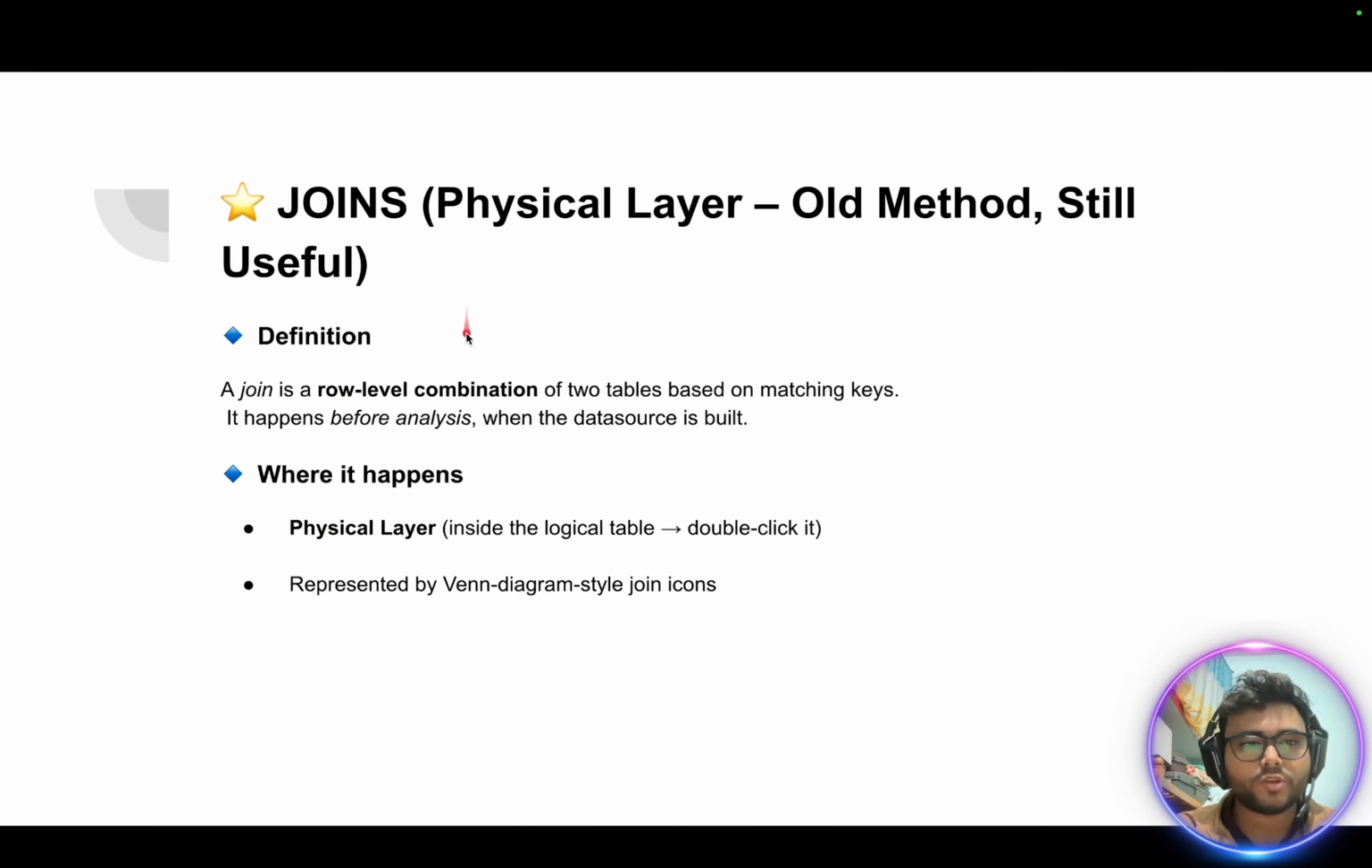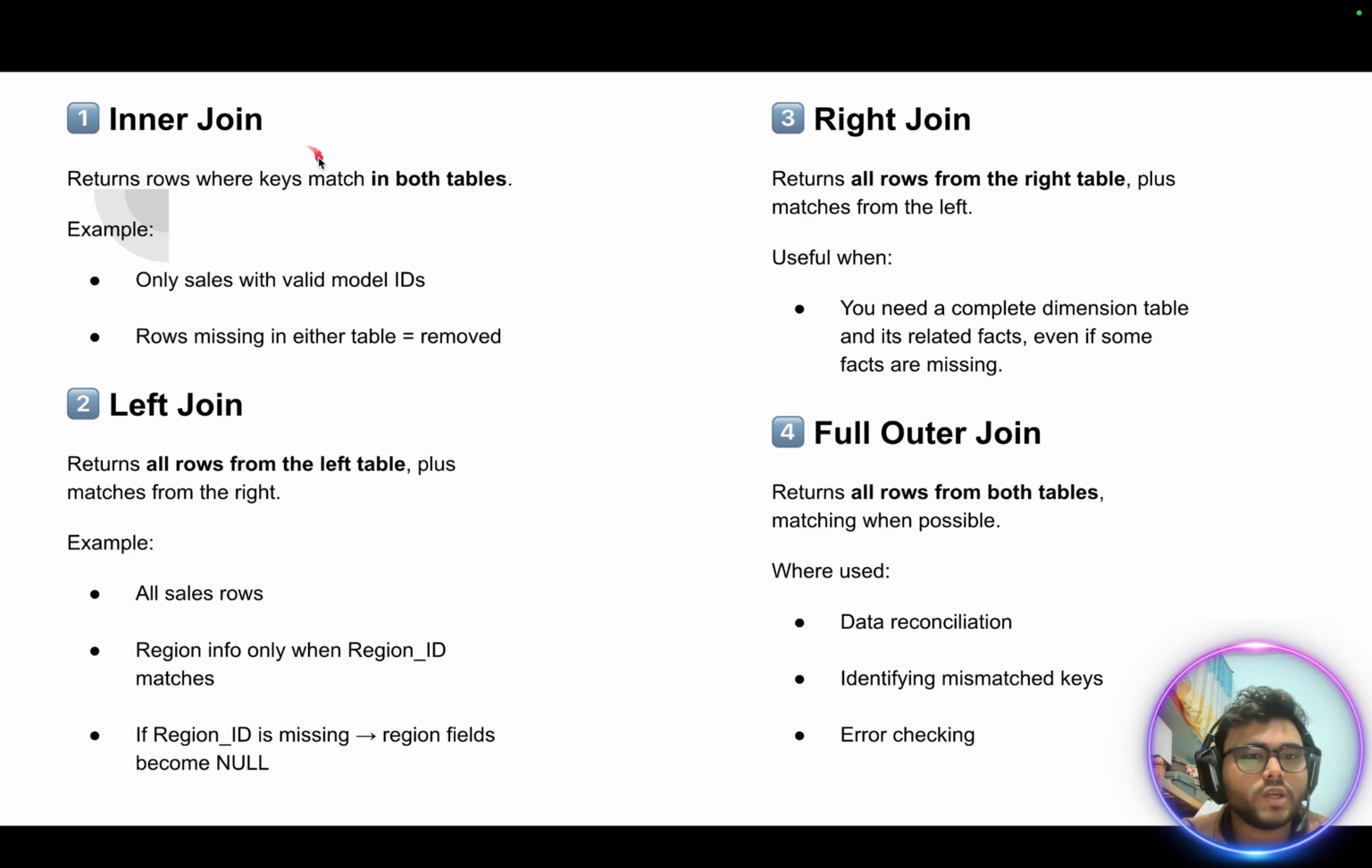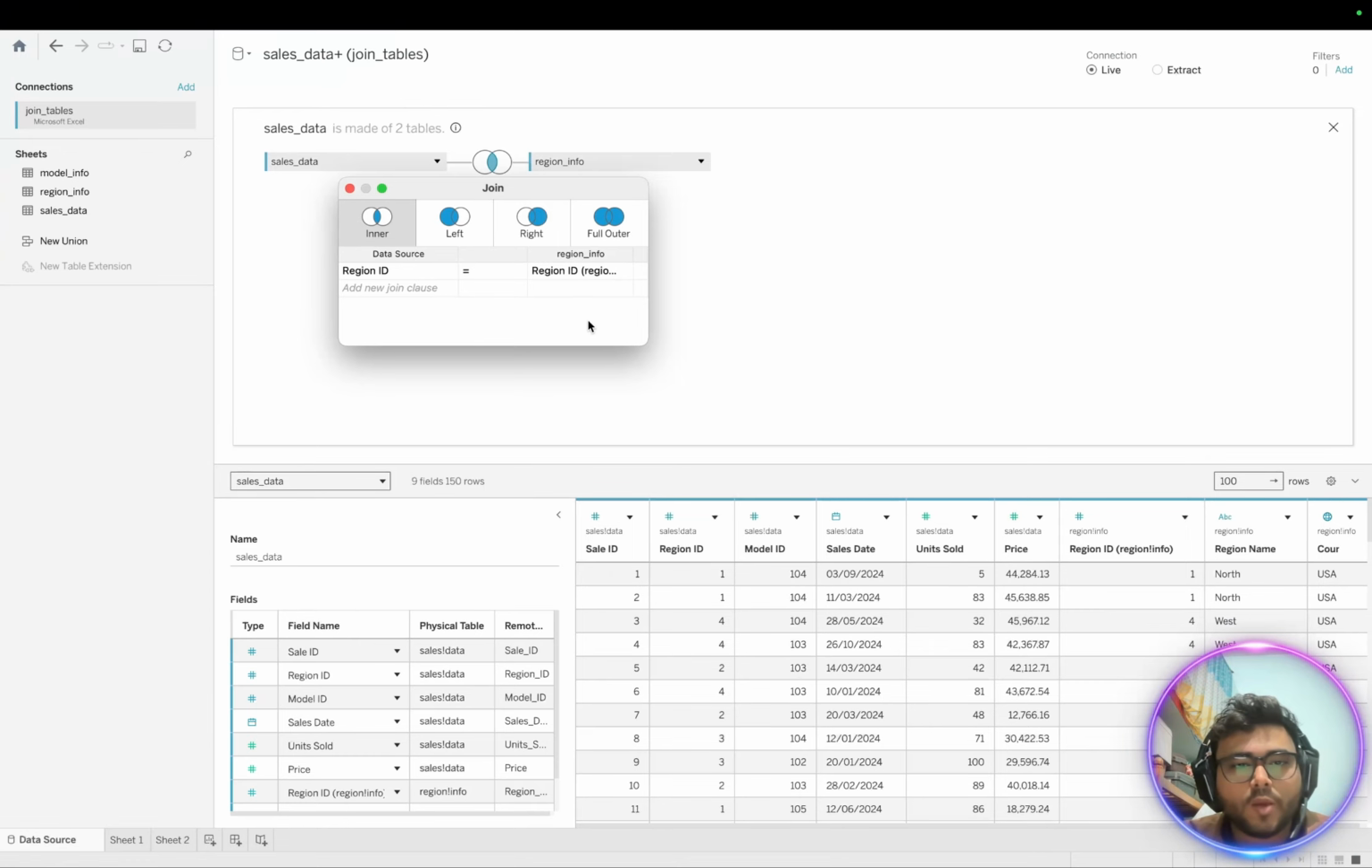Now let me just give you the idea of this as well. In inner join, it will return rows where keys match in both tables, right? Only those rows are returned. So this is happening on a physical layer, right? Whenever you use joins, your actual data is getting merged. In the left join, you will get all the rows from the left table plus matching rows from the right table. In the right join, it's the opposite of left join. And in the full outer join, you will get all the rows from both the tables. So this is what is happening over here, right? If you want, you can change this.